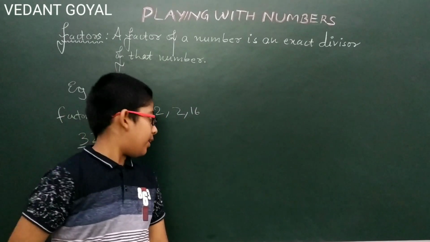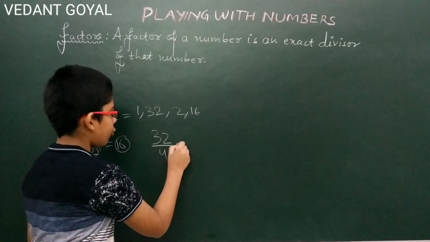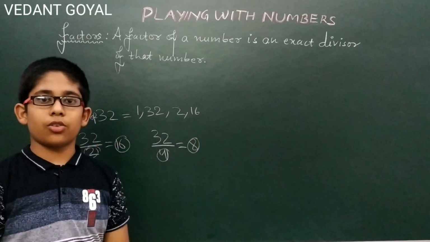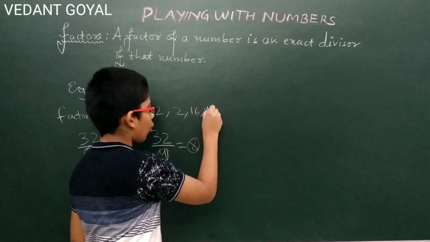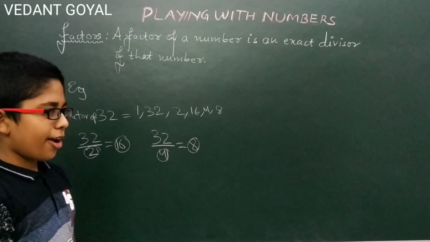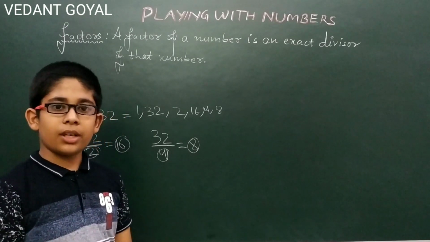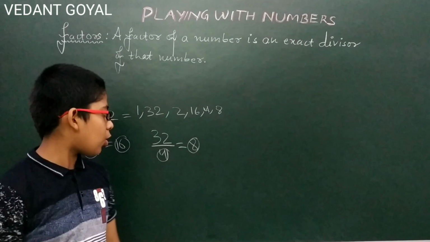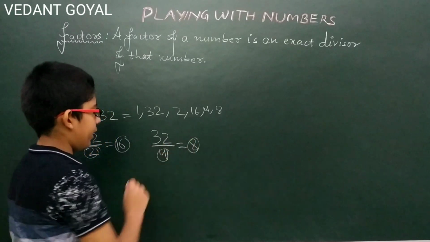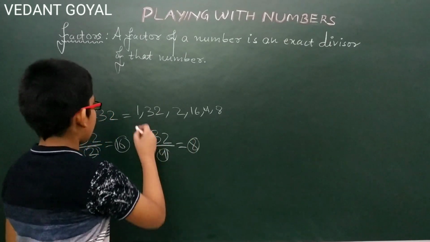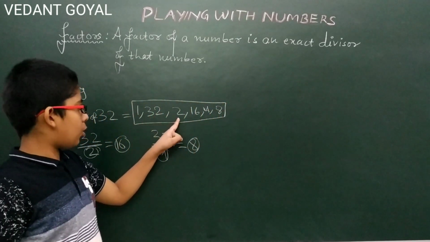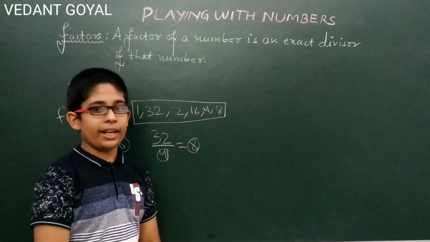Next is 4. Yes, 32 is divisible by 4, which gives 8. So these two are the factors of 32, which are 4 and 8. Next we have 5. 32 is not divisible by 6, also not divisible by 7. Then we come to 8. 8 we have already written, so it is repeating. So we will stop here. So the factors of 32 are 1, 32, 2, 16, 4 and 8.